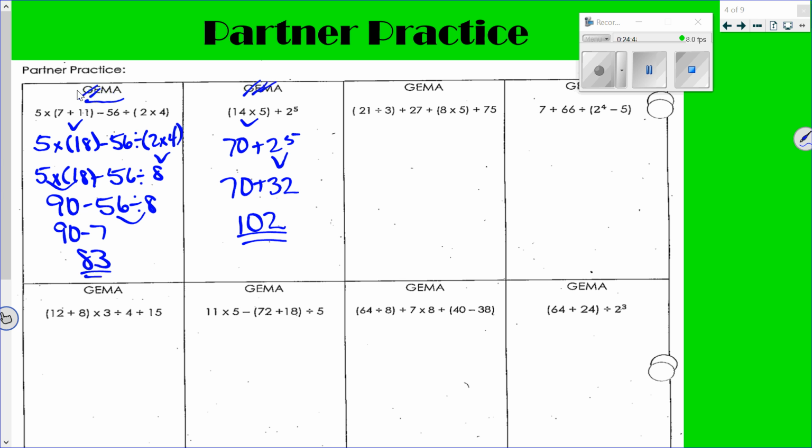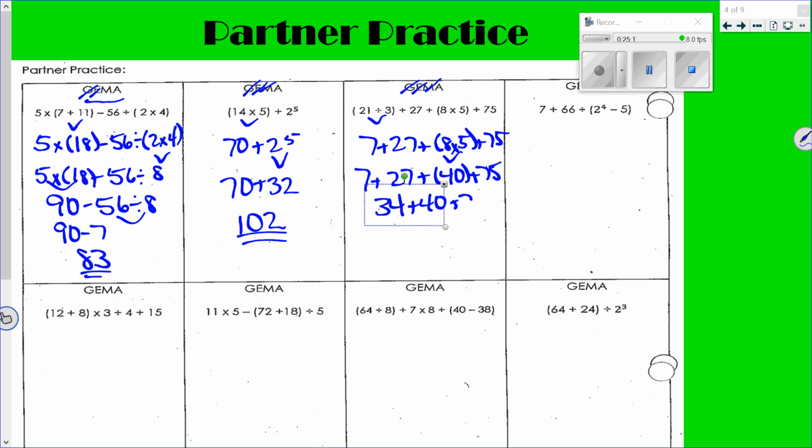Our next one, we've got groupings. Starting right off at the beginning, again, groupings go left to right. 21 divided by 3 gives me 7, plus 27 plus 8 times 5 plus 75. I have another grouping here with the 8 times 5. So 7 plus 27 plus 40 plus 75. Don't have any exponents, no multiplying or dividing. So now we're just going to add left to right. 7 and 27 gives me 34 plus 40 plus 75. 34 and 40 gives me 74 plus 75 for a grand total of 149.